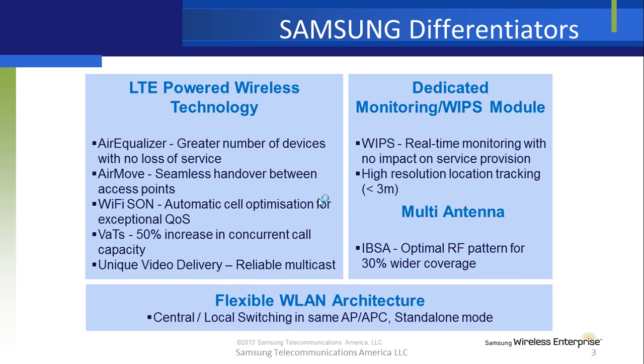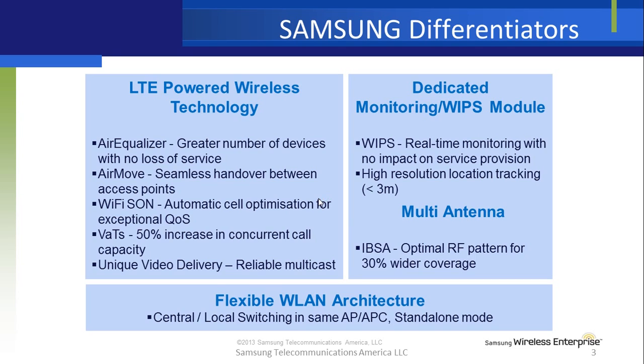The next thing is VATS, which is voice over traffic scheduling. So if you're in an environment where you're using voice over Wi-Fi, the Samsung WLAN solution has the capability to recognize voice on the RF side and make sure that it prioritizes voice over any other traffic, in the case that you have a lot of traffic going on in a particular channel.